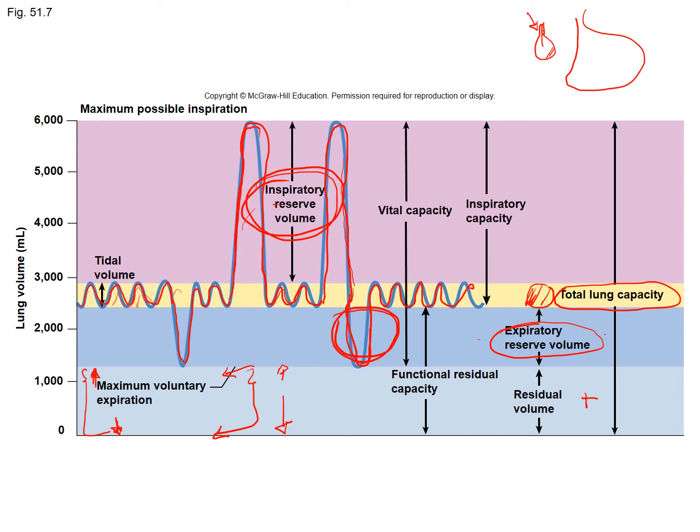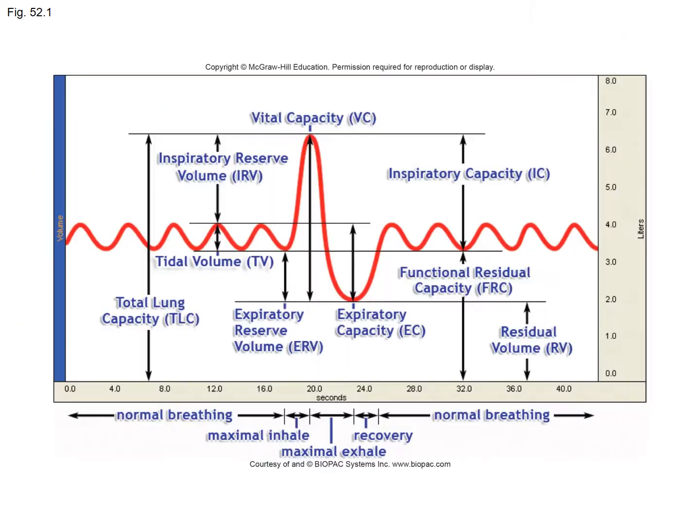Okay, so based on this, total lung capacity will include the residual volume here plus expiratory reserve volume plus tidal volume plus inspiratory reserve volume, right? Okay, and inspiratory capacity will be the inspiratory reserve volume here plus the tidal volume. Vital capacity of the lung will include expiratory. This is actually when you perform the exercise at the BIOPAC.